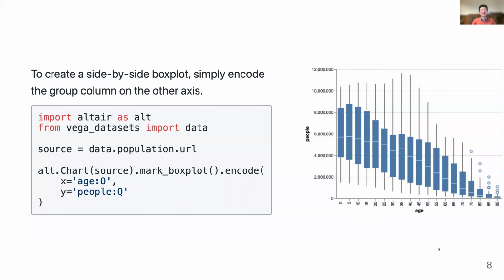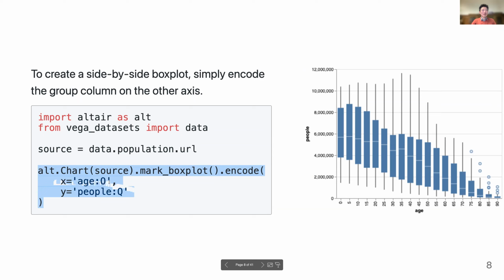Okay, yeah. So obviously you can have multiple bars or boxes in the box plot. So this is an example, and we're still using the population data. Okay, and here everything is also the same, and there are only differences in terms of encoding.